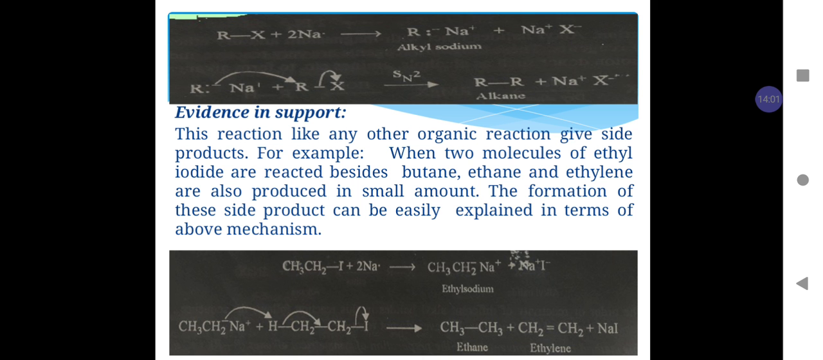For example, CH3CH2I reacts with sodium to form CH3CH2 negative and Na positive, that is, ethyl sodium. This ethyl sodium then reacts with ethyl iodide by the mechanism shown in the diagram to form ethane and ethylene.